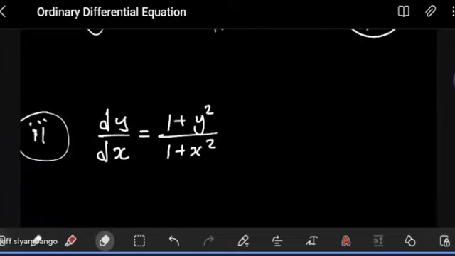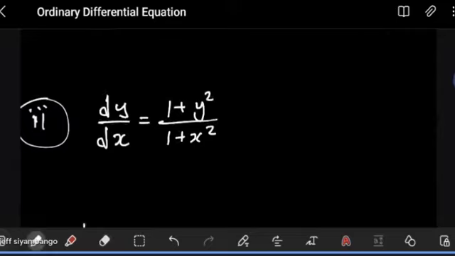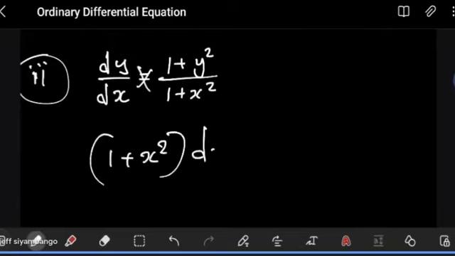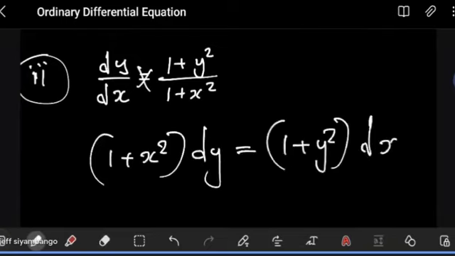Okay, so with that done, look at this one. For this one as well, just the same approach. You want everything with X on one side, everything with Y on the other. I'll cross multiply here so that I have 1 plus X squared multiplying dy equal to 1 plus y squared multiplying dx.